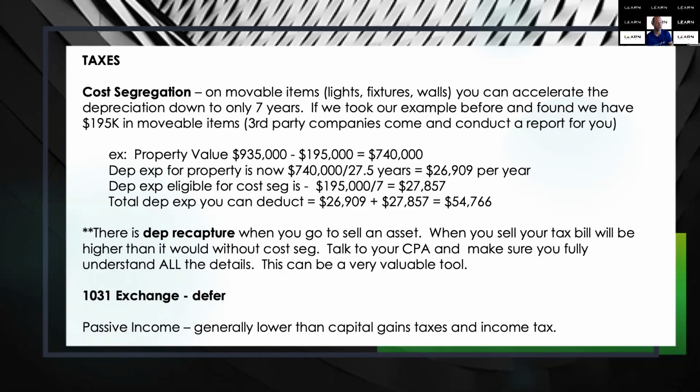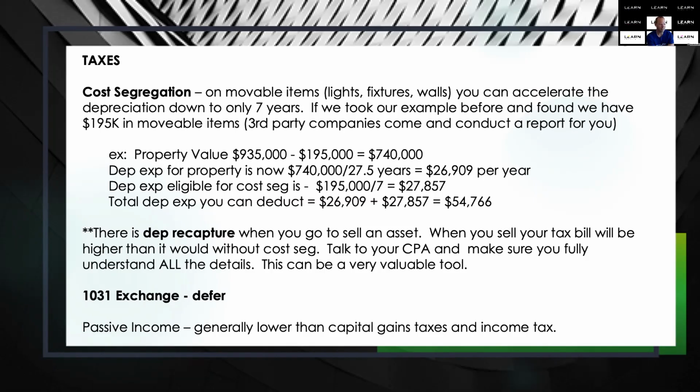So total depreciation expense you can deduct is 26,909 plus 27,857. That's 54,766. You get to deduct from your taxable expense. That's a big number.